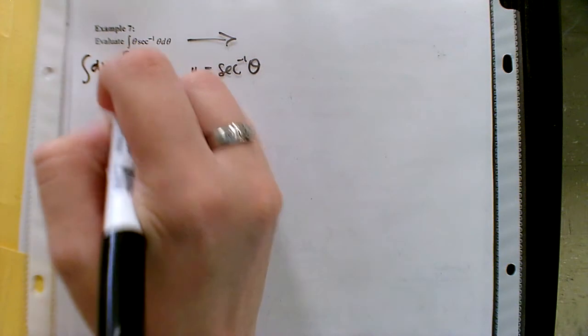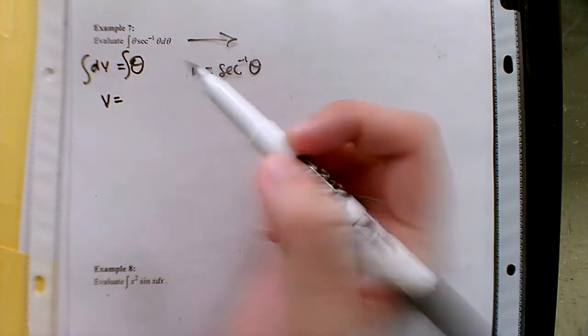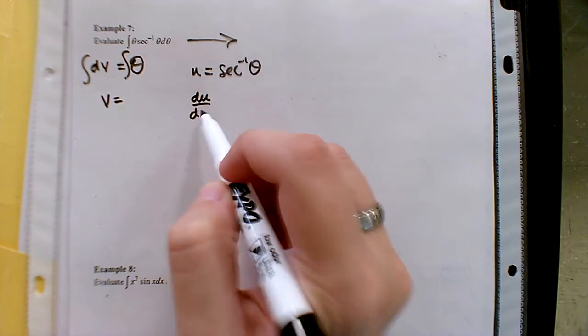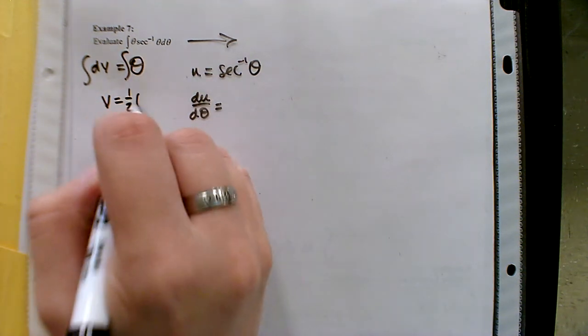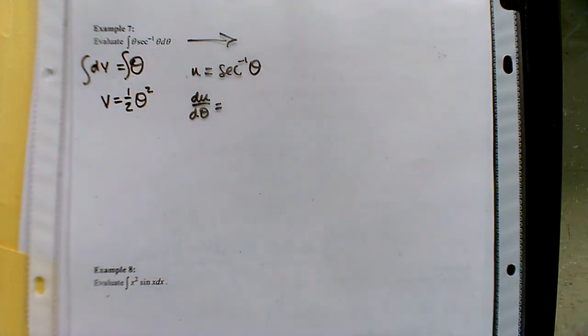Let's work backwards from dv to figure out v, and we'll find the derivative of secant inverse. Let's see, backwards from theta, we would have 1/2 theta squared. So let's think about this one. We did inverse trig functions last year. Okay, arctangent was the 1/x² plus 1. I'd probably bet my bottom dollar we don't remember arcsecant, or maybe pieces of it.